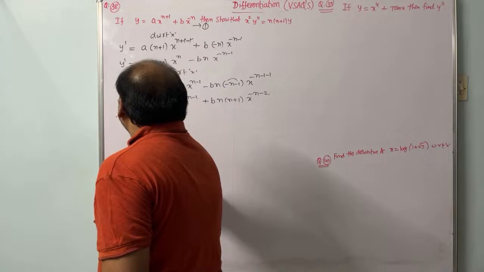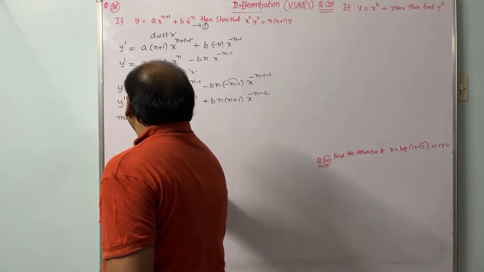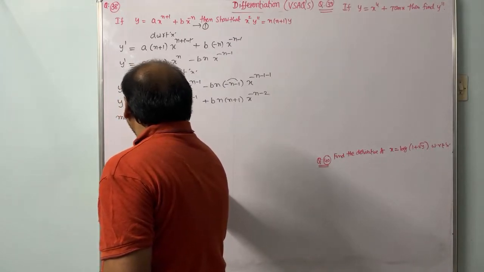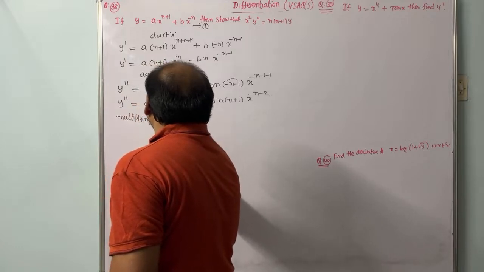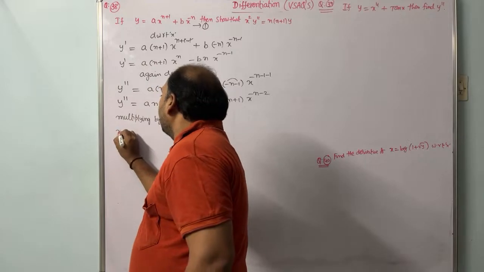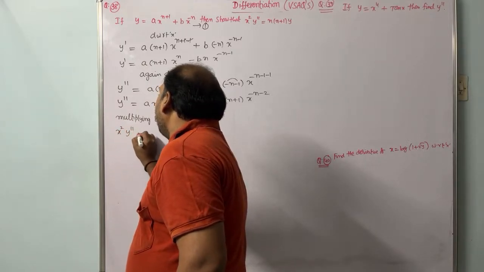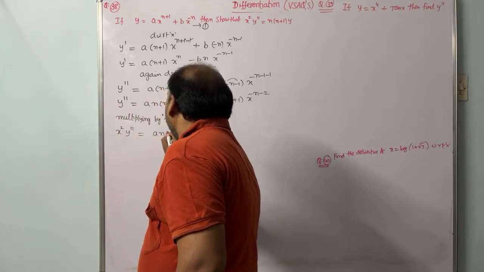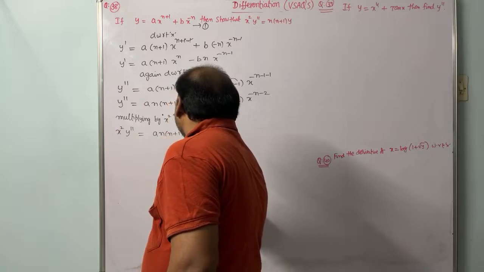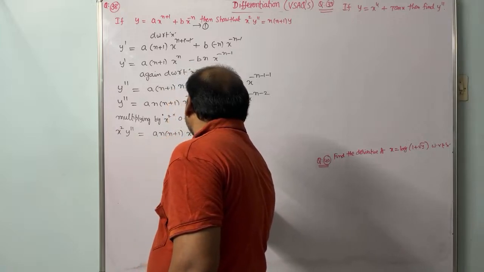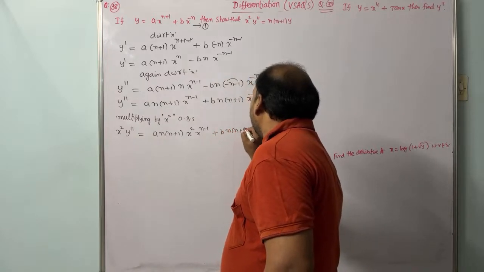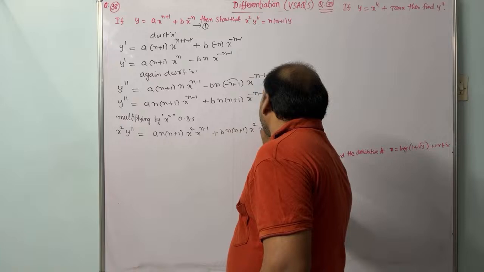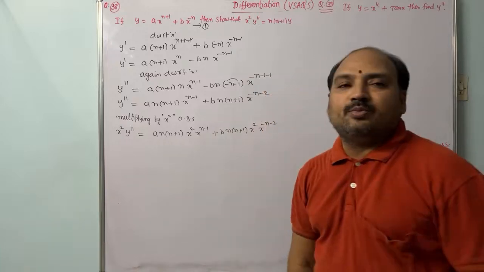Multiplying by x square on both sides. So x square into y double dash equals a into n plus 1 into x square into x power n minus 1, plus b into n plus 1 into x square into x power minus n minus 2.